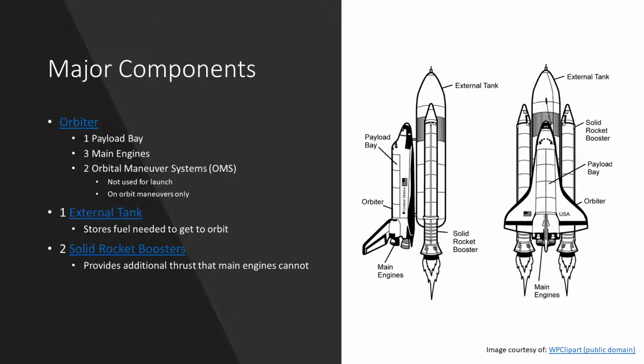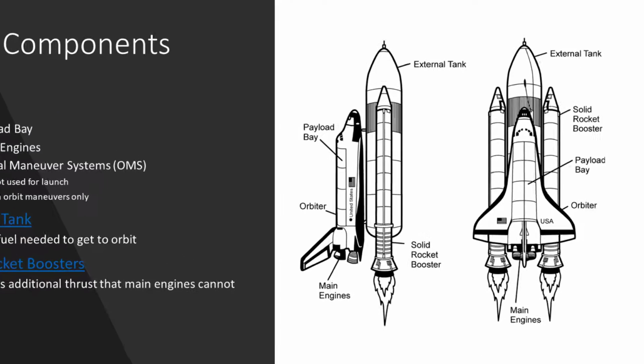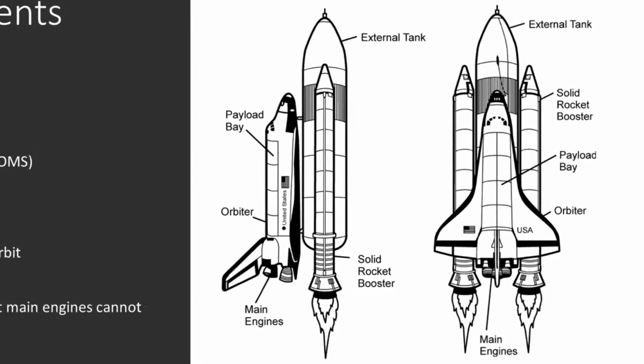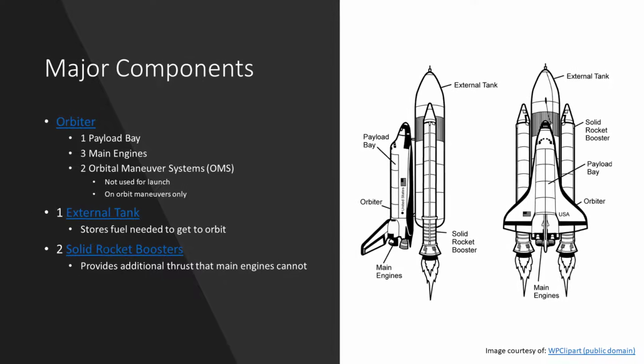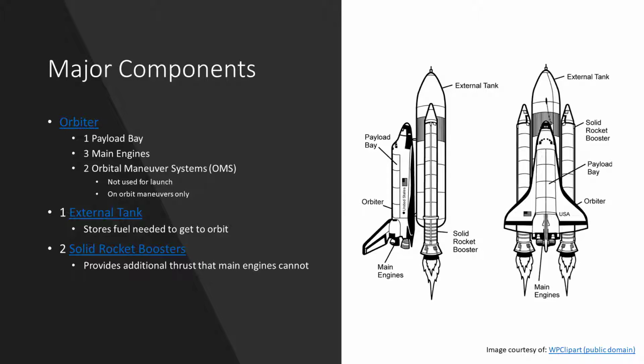The 3 major components of the shuttle were the orbiter, external tank, and solid rocket boosters. The orbiter has features we can call subsystems that play very important roles. The payload bay, which carries cargo like a satellite, repair parts, or other equipment. The 3 large main engines that provide thrust and movement for the spacecraft. The orbital maneuver system, or OMS, which steers the vehicle in space.